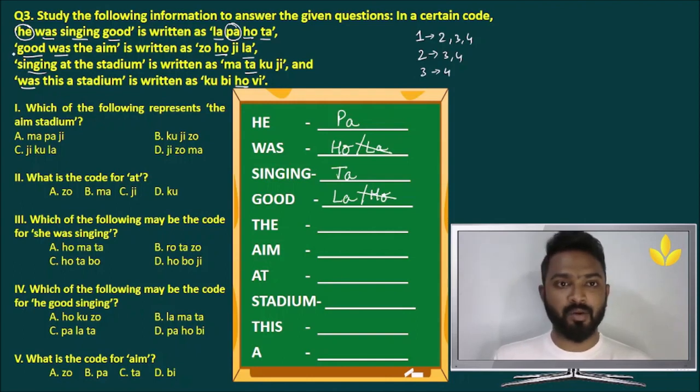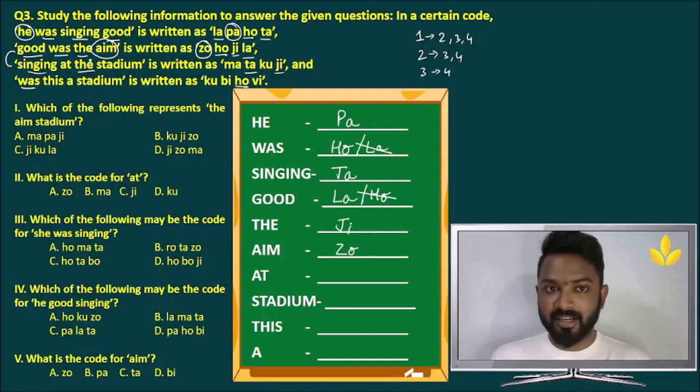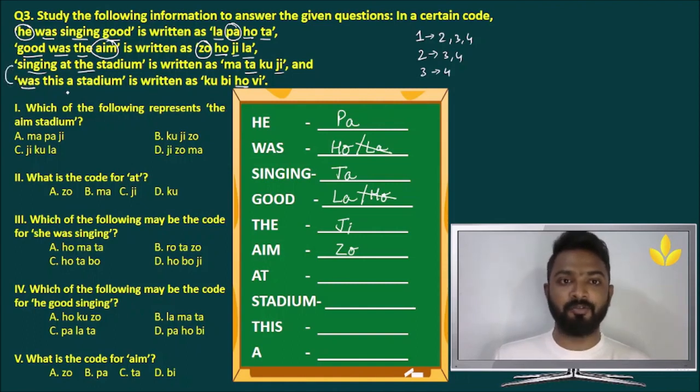Now let's do the second one. 2 and 3. Good was the aim, singing at the stadium. Only the is common. Which code is common? We have G, which is common in both. So the is definitely G. And aim is the only one unaccounted for over here, and zo is the only one unaccounted for. So aim is definitely zo. The best part is we got all the codes for the second statement without even comparing 2 and 4, because we got everything in the second one. So we can directly jump to 3, 4.